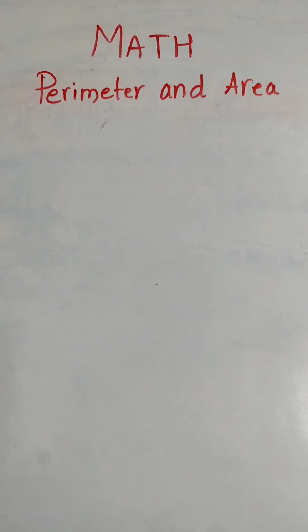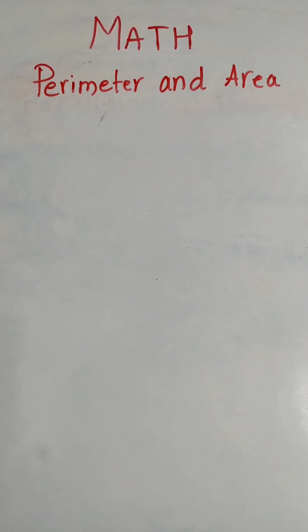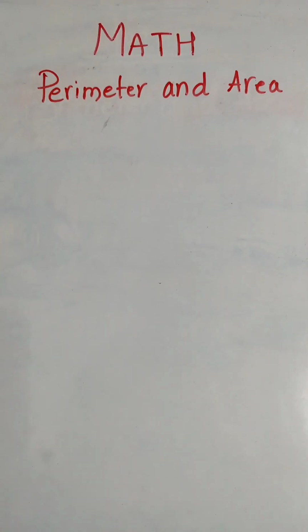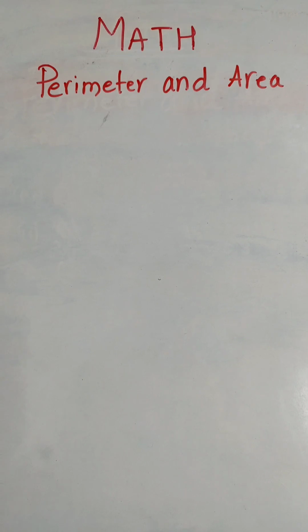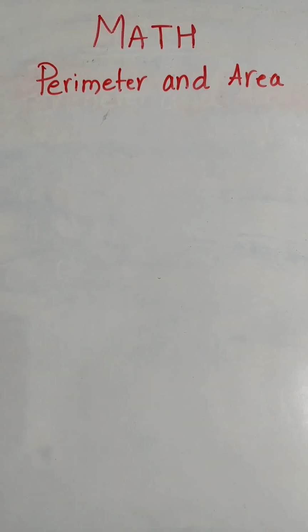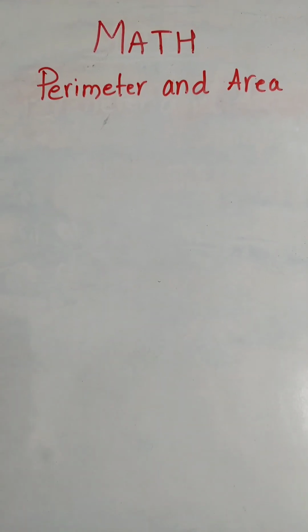Today we'll be starting the new topic, perimeter and area. Last time we learned about the large topic of rational numbers and all the other number systems. This time we'll be taking up perimeter and area.